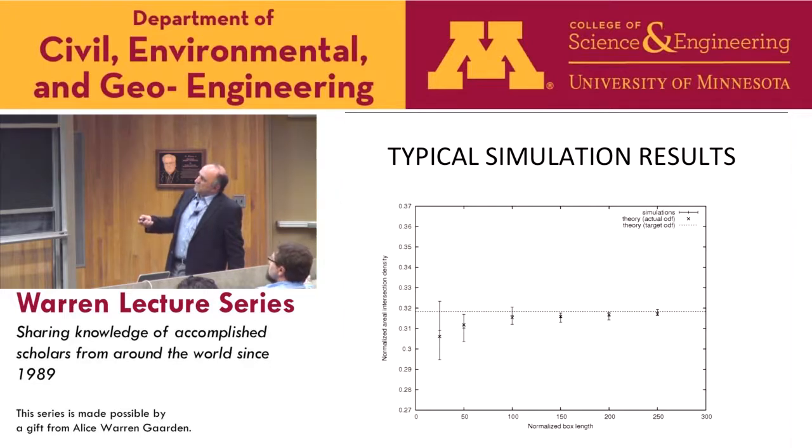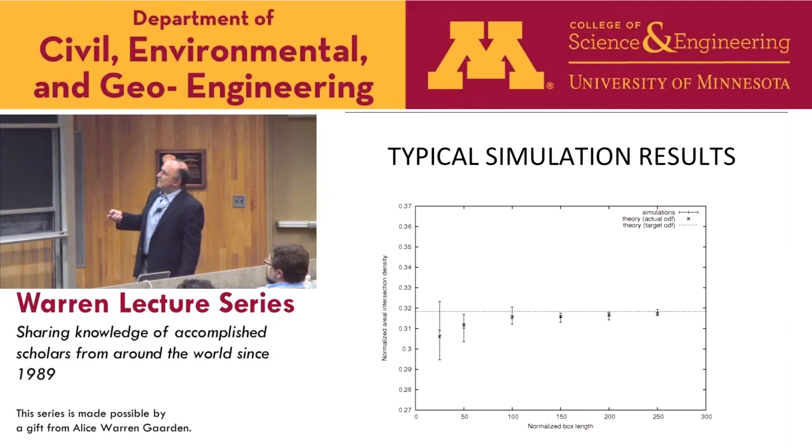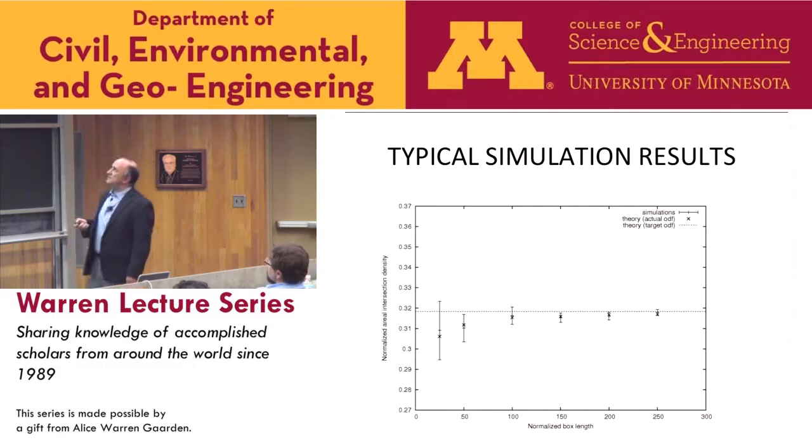This measures the normalized areal intersection density. So this tells us, in 1 over meter squared, how many intersections we have per unit area, or how many contacts of the fibers. And you can see that the dotted line is the asymptotic, the analytical result, and you can see how the simulations approach the desired result, and roughly when the box reaches this 250 dimensionless size, we get somewhere close.